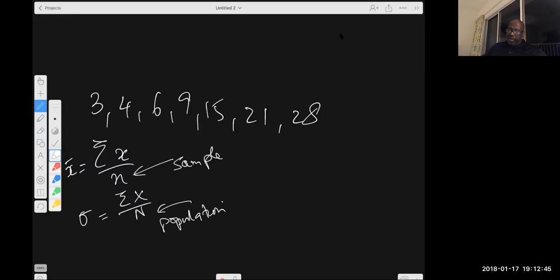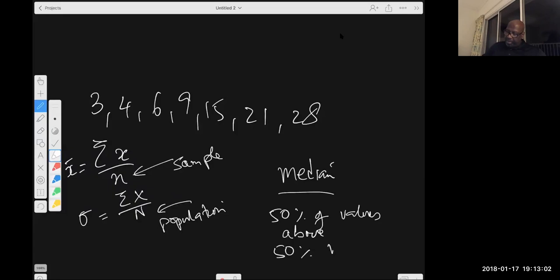For the median now, the median divides the data into two equal parts. So the median has 50% of the values above and 50% below. For us to identify the median, one thing we have to do is arrange the data in ascending or descending order. In this case, I've already set it up ascending: 3, 4, 6, 9, 15, 21, 28.